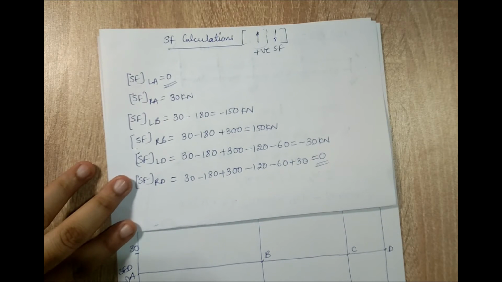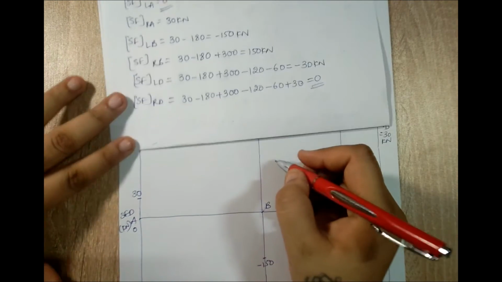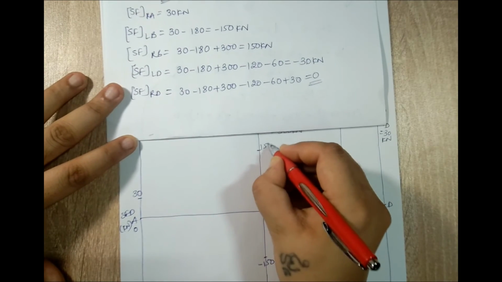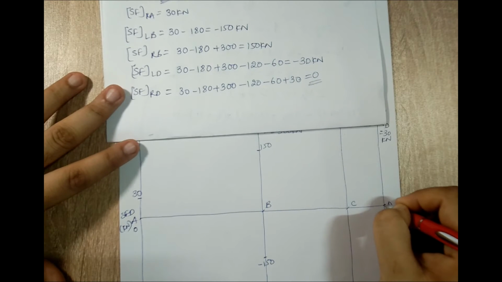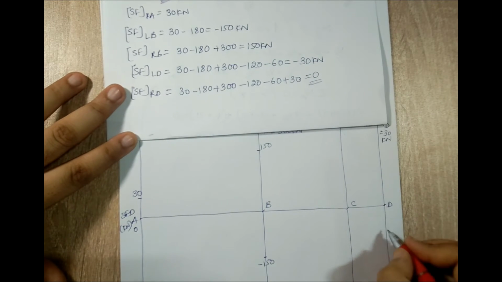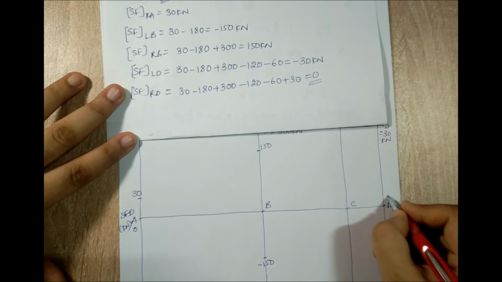Left of B the value is minus 150, so it is somewhere down. Minus 150. Then I have right of B the value is plus 150, so it's above. At point C I have not calculated the value. For D the left of D value is minus 30, and right of D the value is 0.